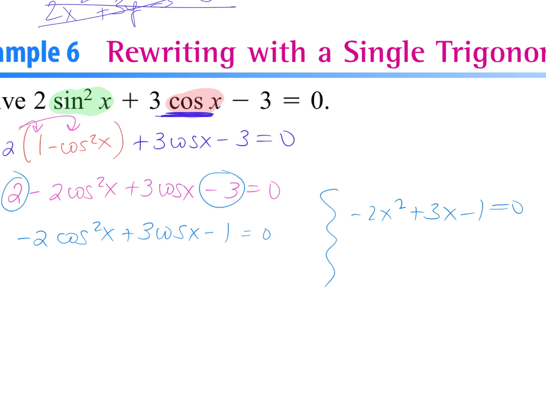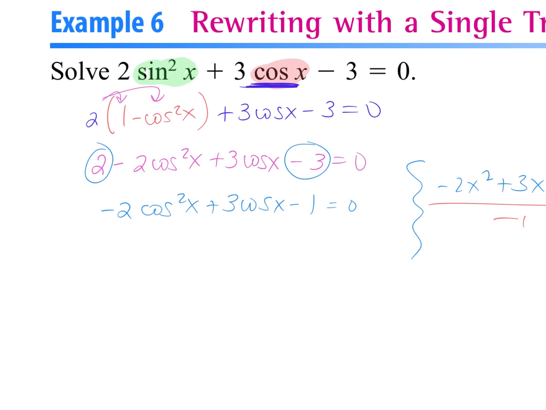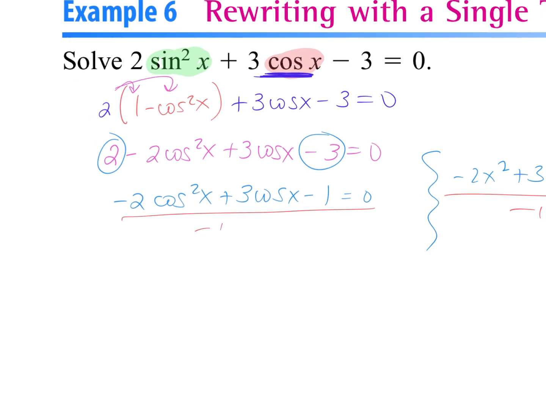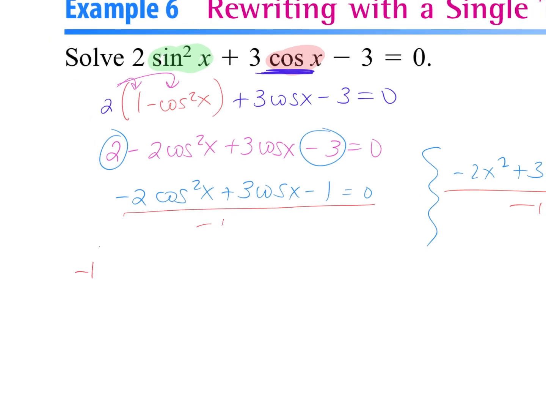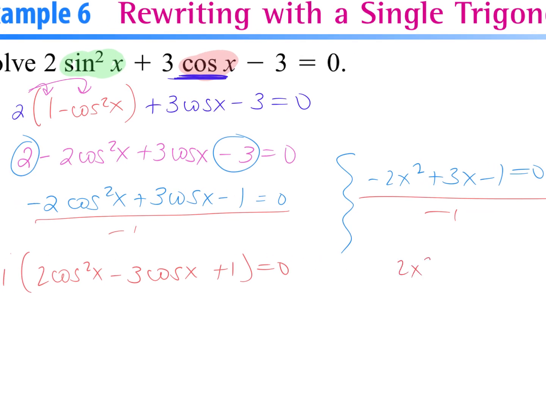Would I have you factor like that? Do I think that's a great way to factor it, leading with a negative? No. What would you guys do? Divide everything by negative 1, right? Do the same thing here. Get that negative 1 out. So I'm going to bring my negative 1 out in front. So I have 2 cosine squared x minus 3 cosine x plus 1 equals 0. So now this says 2x squared minus 3x plus 1 equals 0.